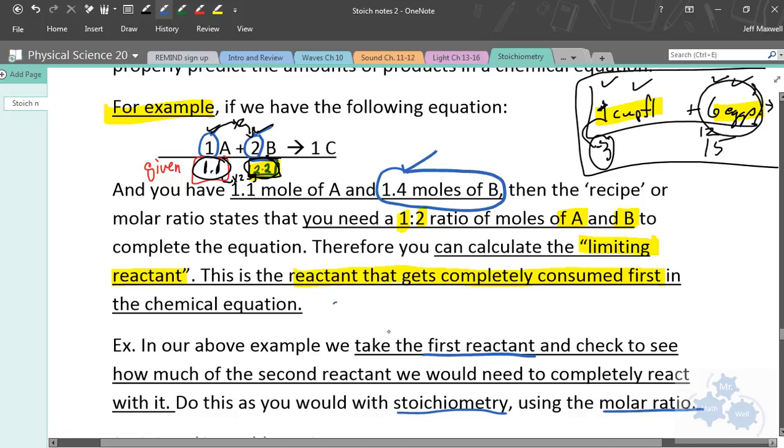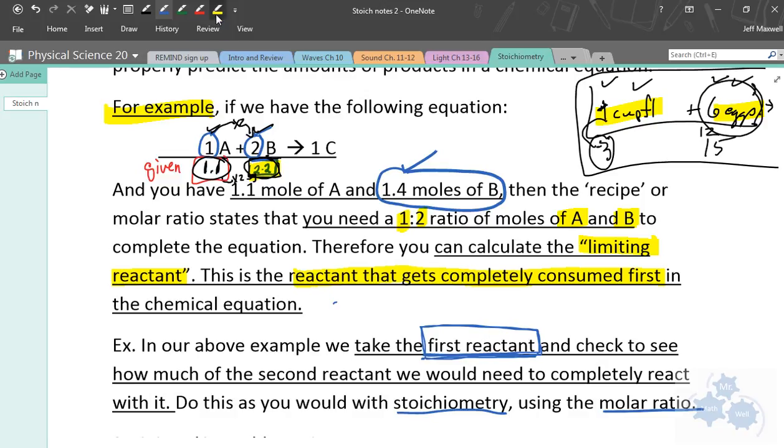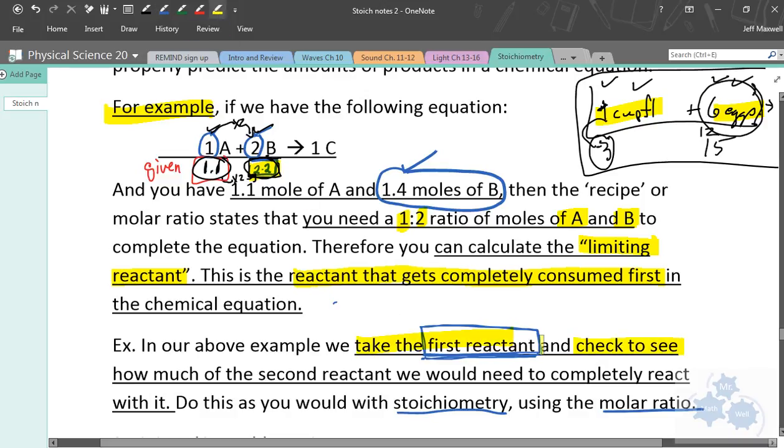I'm going to run through the steps here, okay? I'll run through the steps on how we did that again. In this example, we take the first reactant, and this is just one method, but I like thinking about it this way because it's closer to reality. I don't want to show you just all these fancy shortcuts and have you not understand anything. So this is what I do. Take the first reactant that we're given, and check to see how much of the second reactant we would need to completely react with what's given.